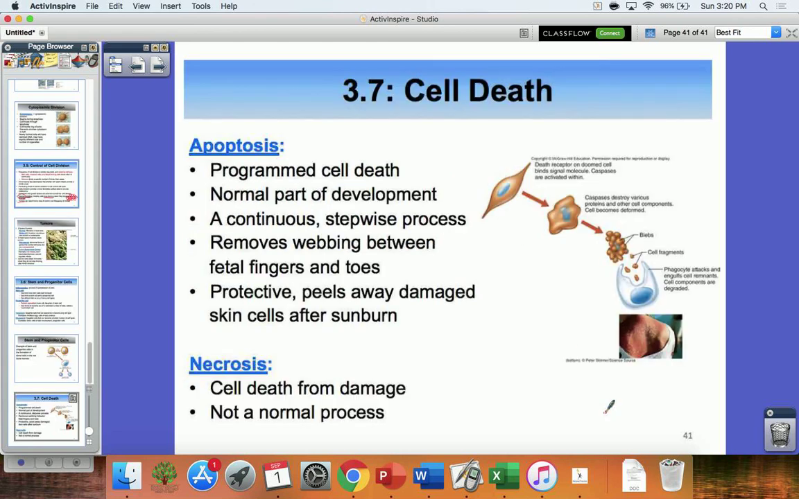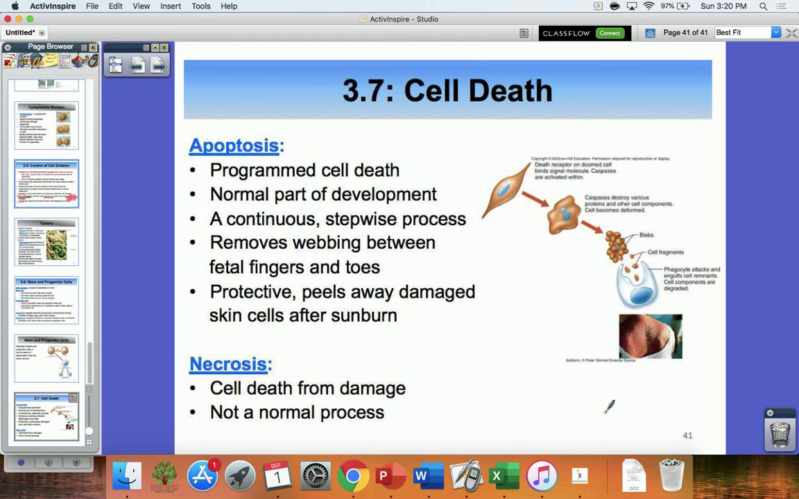And our very last section is on cell death. We have two different types. The first is apoptosis, which is programmed cell death. This is cell death that happens all the time. It's supposed to happen. For instance, in the womb, we have webbed fingers. When we're born, we don't. In order to get rid of that, there has to be programmed cell death to remove the webbing between our fingers, or to remove the post-anal tail that we have at 5 to 6 weeks.